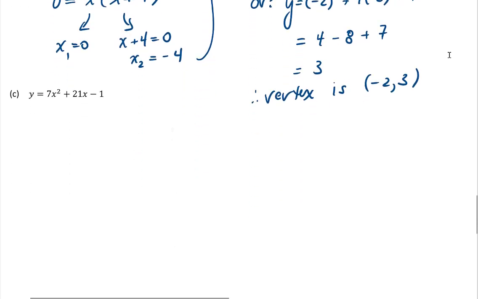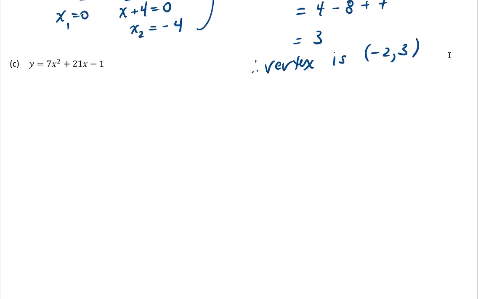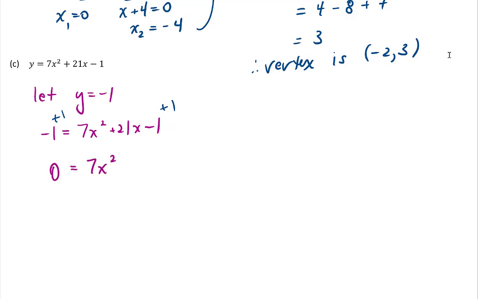All right, let's try the last one. So again, let's start, what is the c value? And remember, the c value is the y-intercept. So our c value here is negative 1. So we're going to let y equal negative 1. So we get negative 1 equals 7x squared plus 21x minus 1. We're going to add 1 to both sides to get rid of that negative 1. We get our equivalent equation, which helps us solve for the roots.